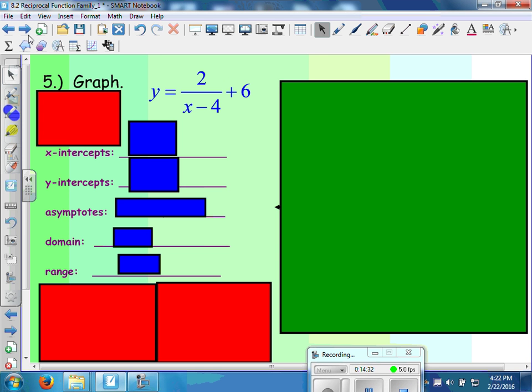Number 5, please enter 2 over the quantity x minus 4 plus 6 into your calculator. Once again, I've entered these with double parentheses. I think you can go ahead and just avoid using the outermost parentheses. It should give you the same graph.